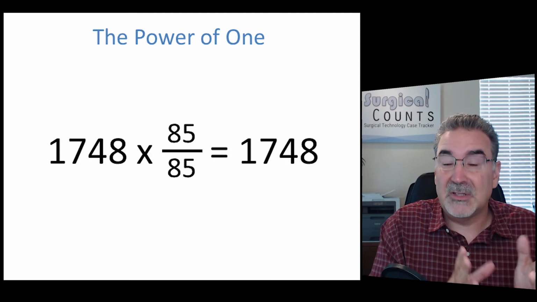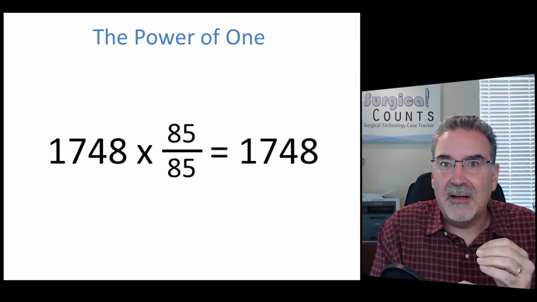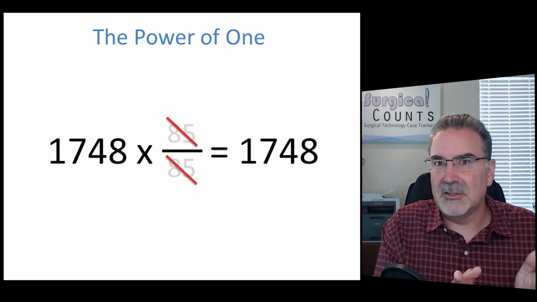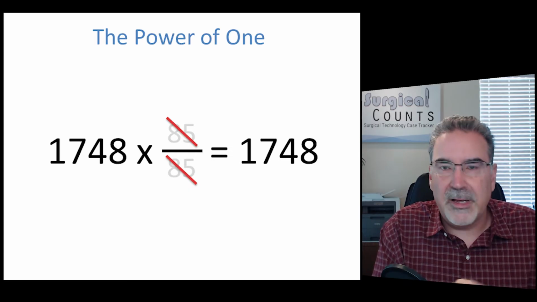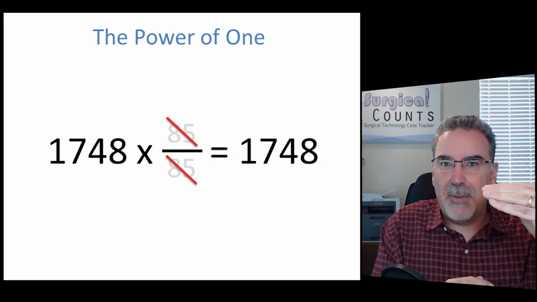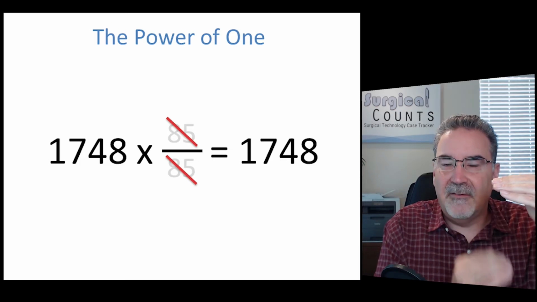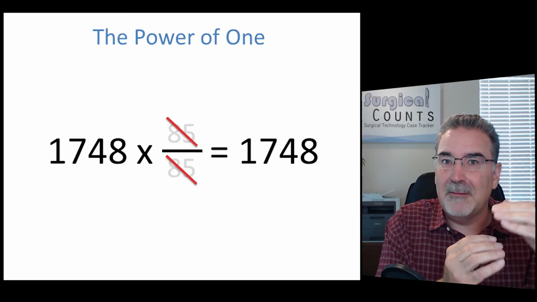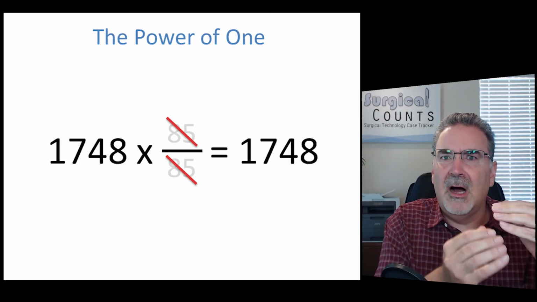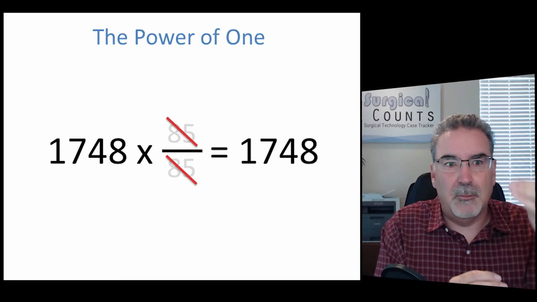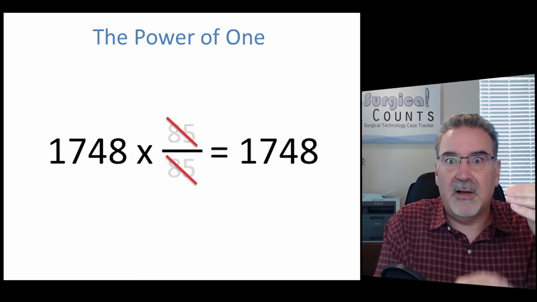So actually what happens mathematically is the 85s cancel each other out. Think of it this way. If we take 1,748 or any number, we multiply it by 85 and then divide it by 85, divide it by exactly the same thing, we're just undoing what we just did. First, we multiplied it by 85 and then we divided it by 85.